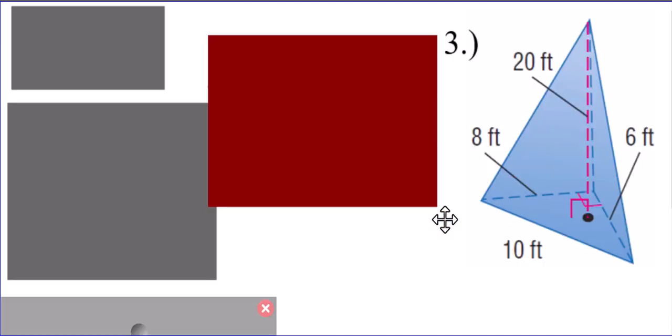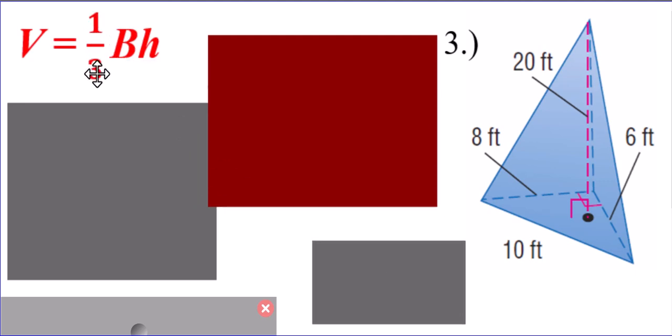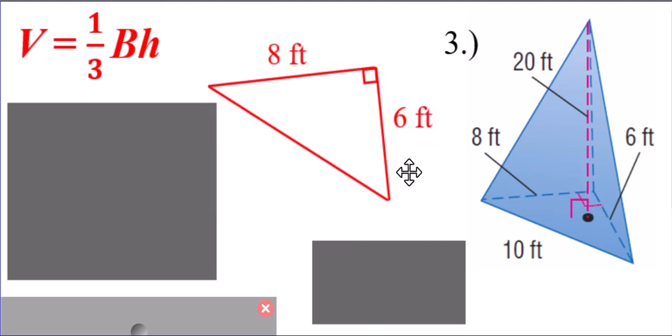This is a pyramid, so it will use the 1/3. Now, the base is the triangle at the bottom, so let's draw a quick sketch of that. Label its measurements. Notice the right angle here. So we want the two measurements that meet at that right angle. That's the 8 and the 6. So I labeled that accordingly.